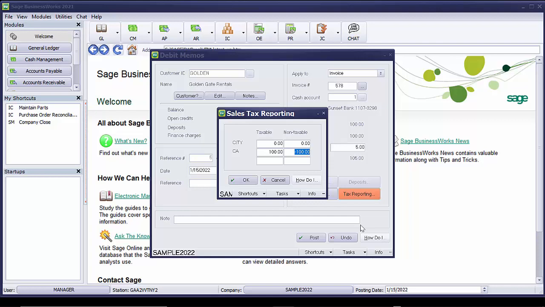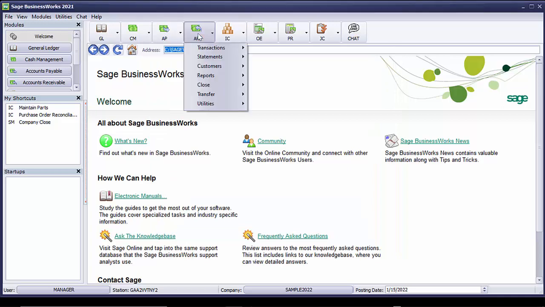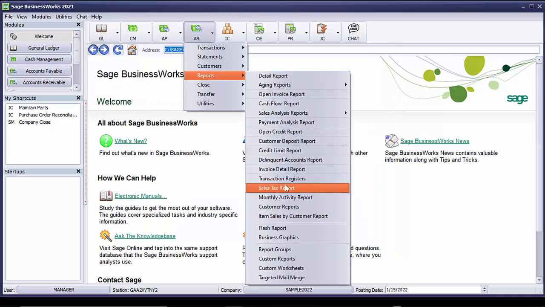On this tax reporting screen, we see the taxable has been increased by $100 and the non-taxable decreased by $100. Now, debit memos are like a natural positive, so this screen is easily interpreted. We'll say OK to this and post. Now let's review our sales tax report.